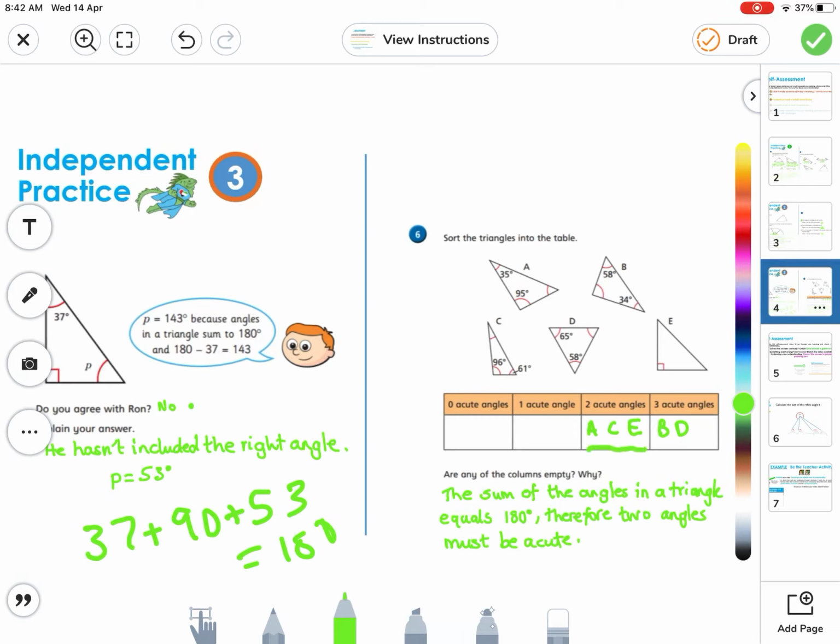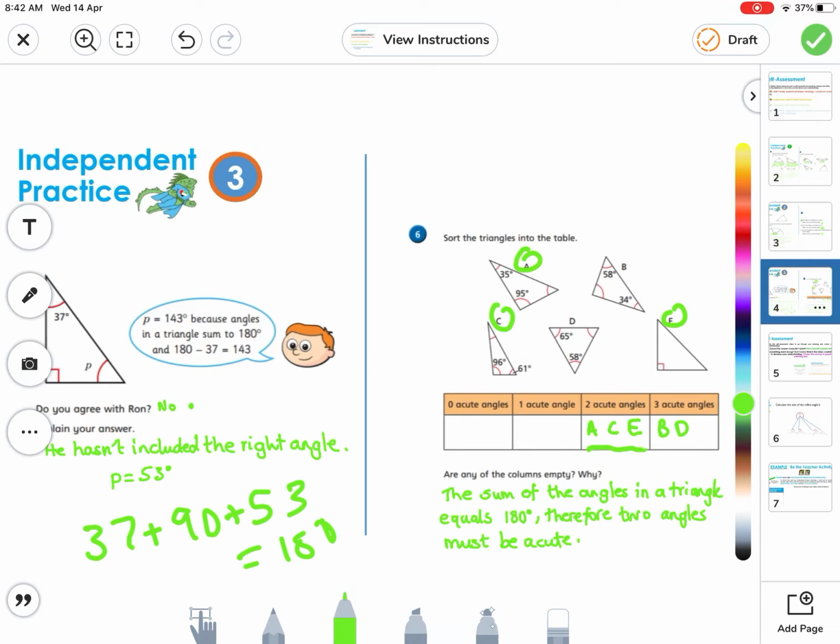A, C and E all have 2 acute angles and B and D have 3 acute angles that are all less than 90 degrees. The next part asks, are any of the columns empty and why?